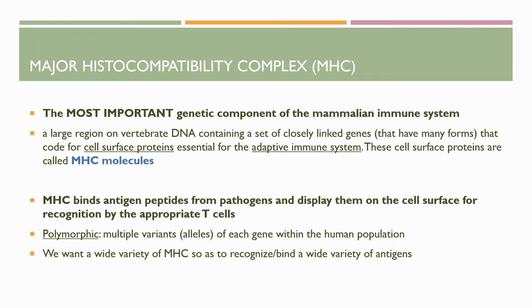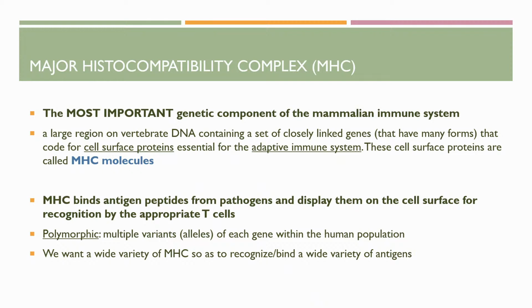Okay. So I mentioned MHC, the major histocompatibility complex. This is the most important genetic component of the mammalian immune system. It's basically a large region on the DNA that contains a set of closely linked genes that have many different forms. Those genes code for cell surface proteins that are essential for the adaptive immune system. So basically, the MHC are genes within our genome that encode proteins on the cell surface. We call these cell surface proteins MHC molecules.